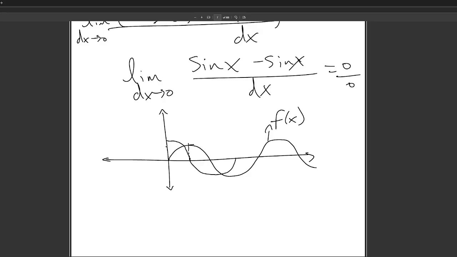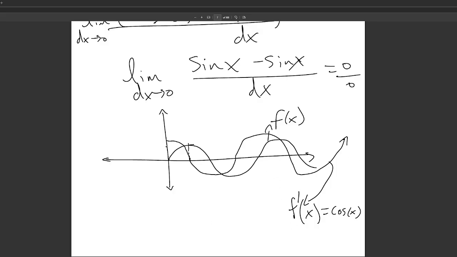Then it gets positive again, increases, until it hits zero again, and then it hits a 0 here, and so on. So it's cosine x. It's just the sine wave phase shifted, so we know this is just cosine. So f prime of x equals cosine of x. This is the graphical way of thinking about it.